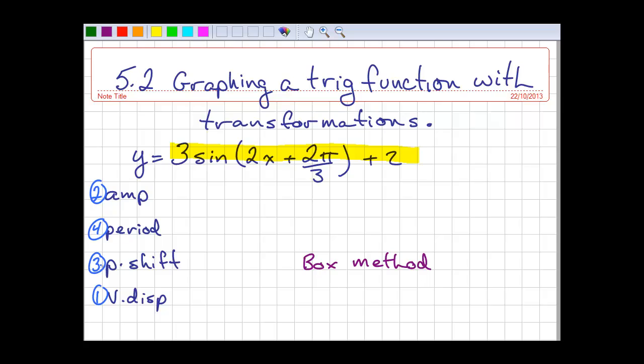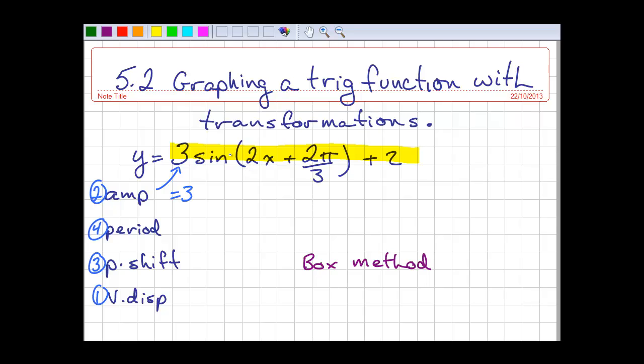The order here, the numbers on the side, I'll come back to in a second. So the amplitude is always given by the a value. So that's going to be given as 3, and it's always a positive number, the absolute value of the a value. The period is given by 2π divided by the b value.